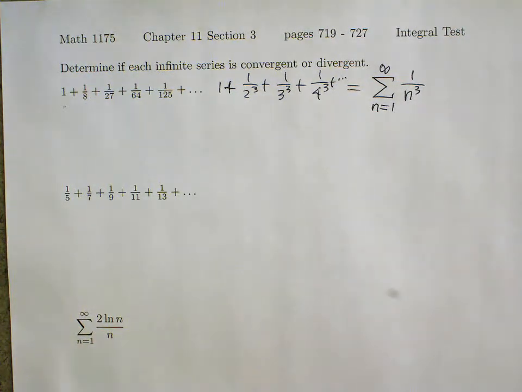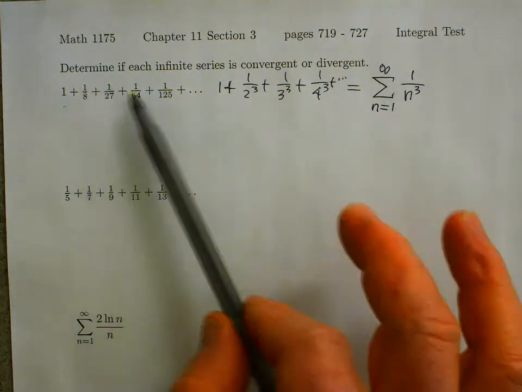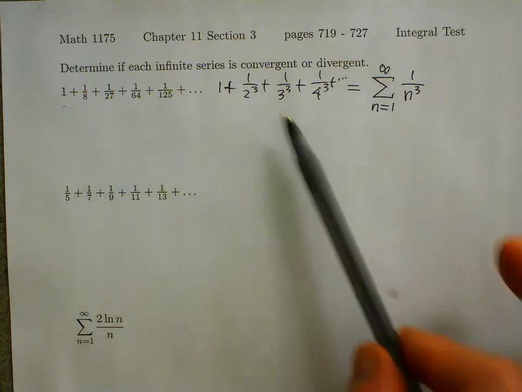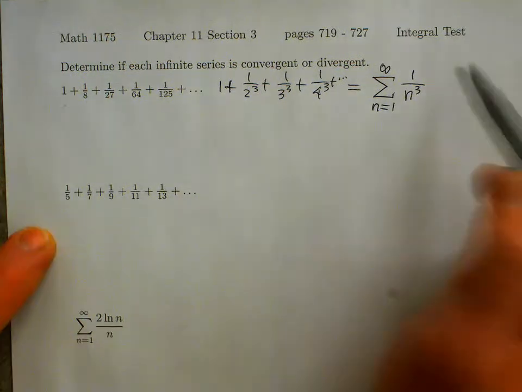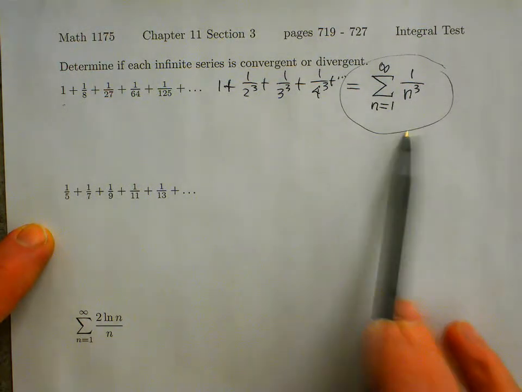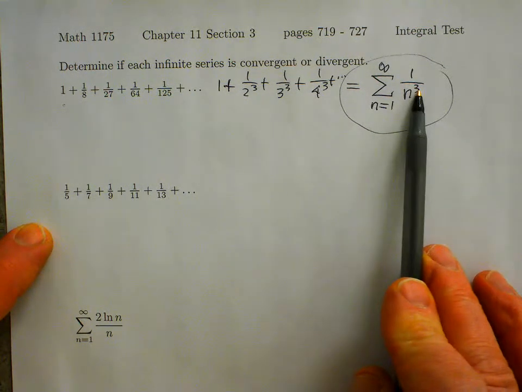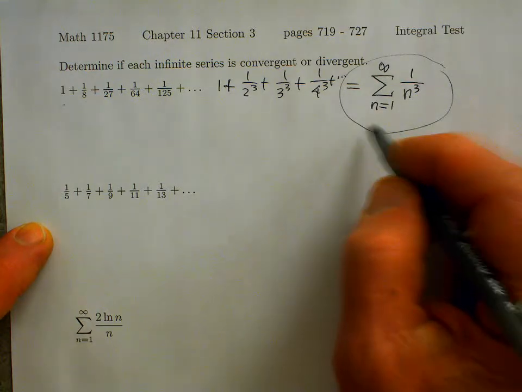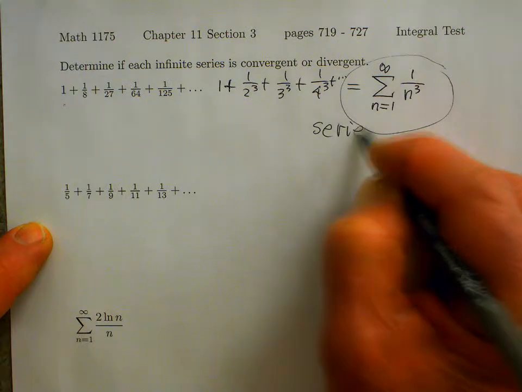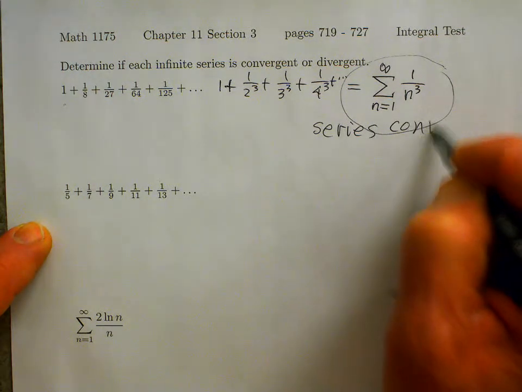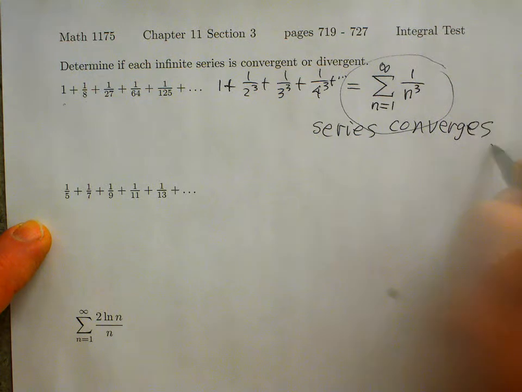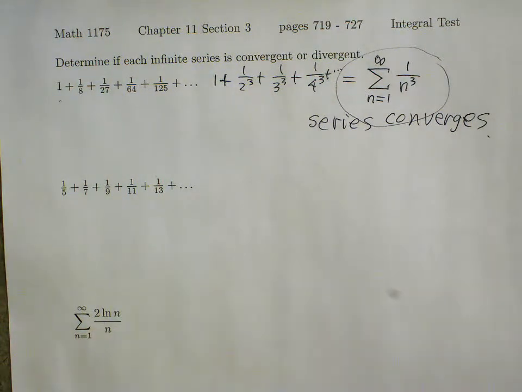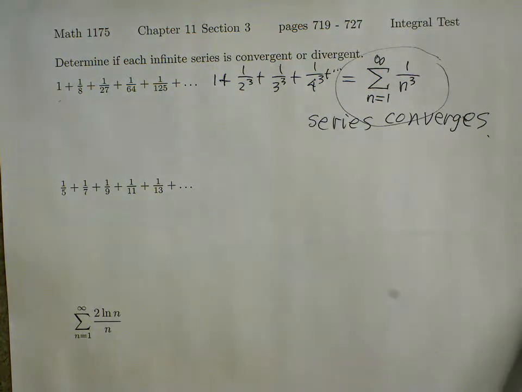So depending upon the directions you see on a test, for example, if it just says determine if this infinite series is convergent or divergent, then if you recognize this as a p-series and p is greater than 1, then you can just say this series converges. On the other hand, the directions might say, use the integral test to show that this converges. And then you would have to show the work.